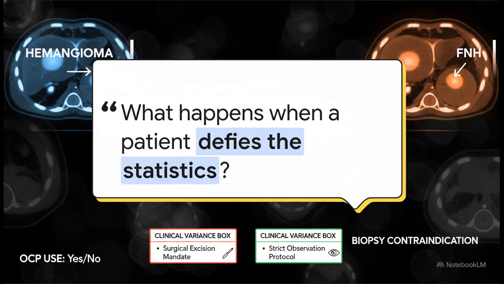That's a tangle of cavernous endothelium-lined spaces showing peripheral to central enhancement. If you see that, percutaneous biopsy is strictly contraindicated due to fatal hemorrhage risk.